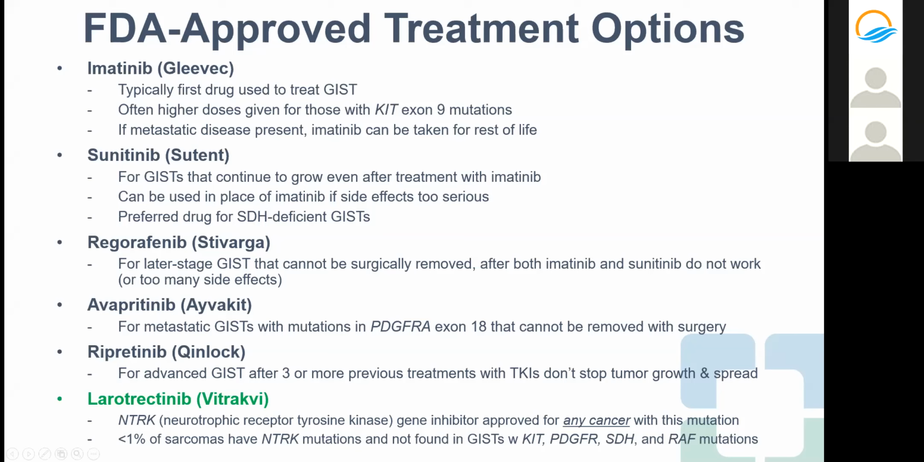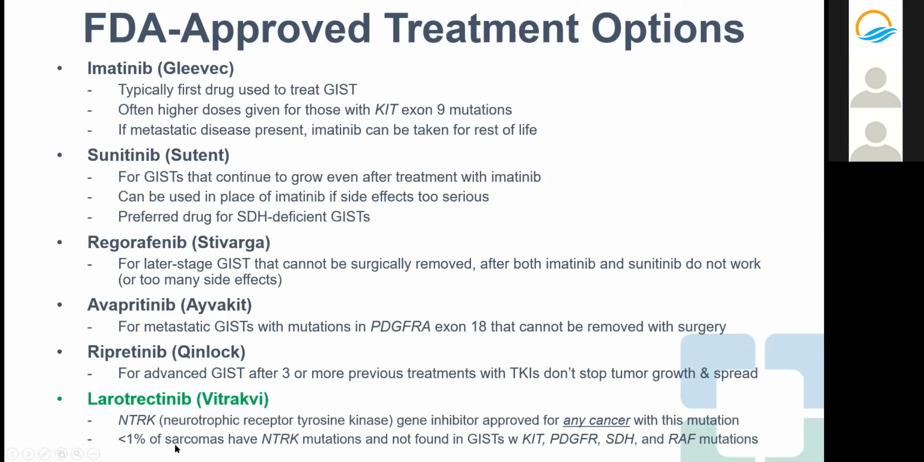Finally, at the bottom of the screen, you'll see larotrectinib. And this drug in green is also a tyrosine kinase inhibitor, but it's targeted at a different target than the remainder of the drugs listed here. It's targeted at the neurotrophic receptor tyrosine kinase, or NTRK gene. So the inhibitor of this gene was recently approved by the FDA for any tumor that houses this mutation.